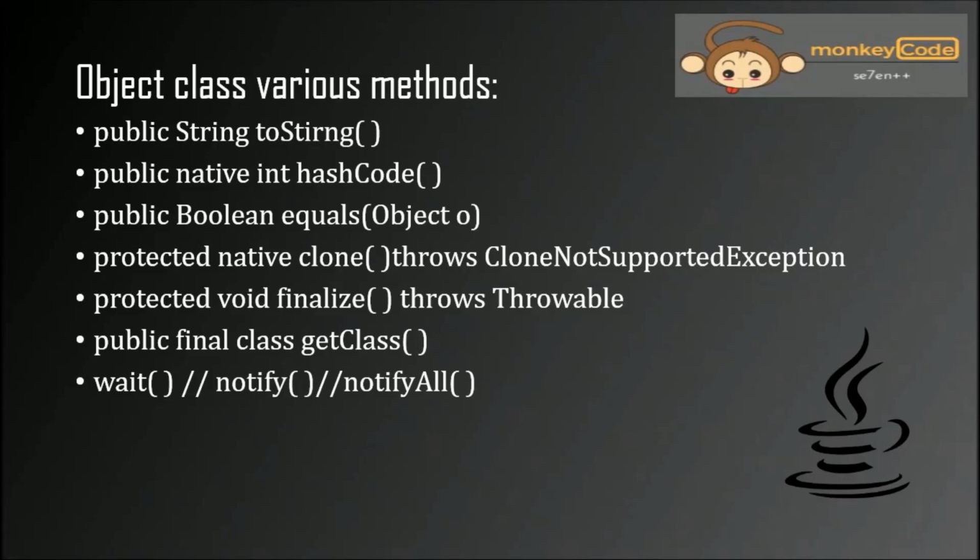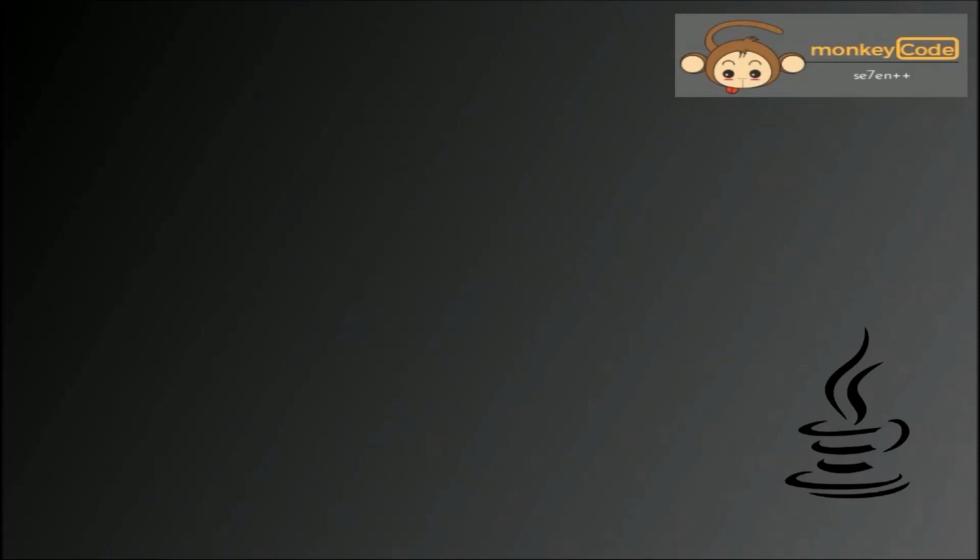Then the finalize method. You can see the finalize method here. The finalize method is used by the garbage collector to destroy an object. Then getClass for getting information about the class name and all that. And wait, notify, notifyAll will be used in multi-threading. We want to go through all these methods one by one.